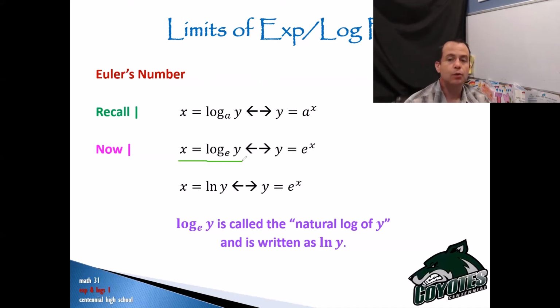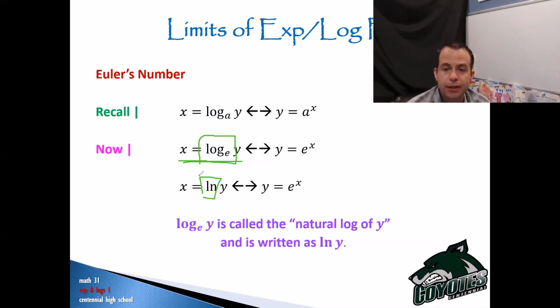Now, we can replace log base e with ln. Okay, ln stands for the natural log. Okay, and the natural log is defined as log base e. It's just a special base and it has a special name then. And so it will be the same thing to say that x equals ln y is the same as y equals e to the x.